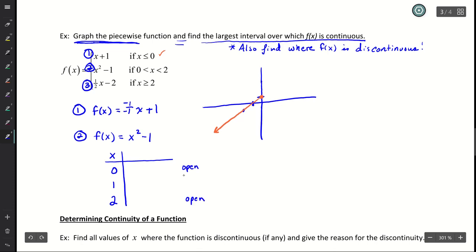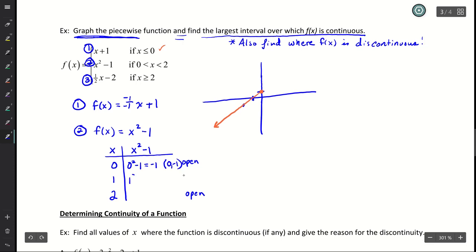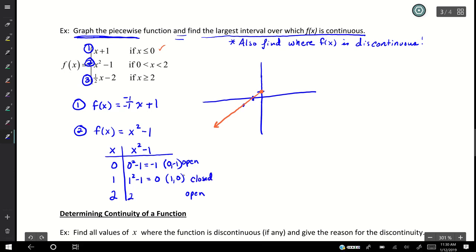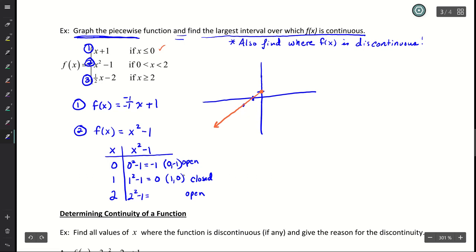Okay, so plugging into the x squared minus 1, 0 squared minus 1 is going to be -1, so that ordered pair is (0, -1). Here, I'm going to have 1 squared minus 1. Well, 1 squared is 1, 1 minus 1 is 0. So that's (1, 0). That one's going to be a closed point since it's in between. We'll go ahead and make that note if we want to. And then here, I'll do 2 squared minus 1. 2 squared is 4, 4 minus 1 is 3. And so (2, 3) would be an open point.